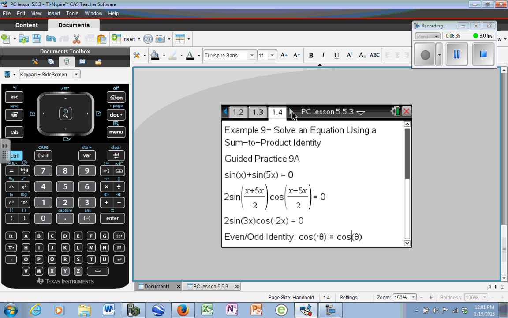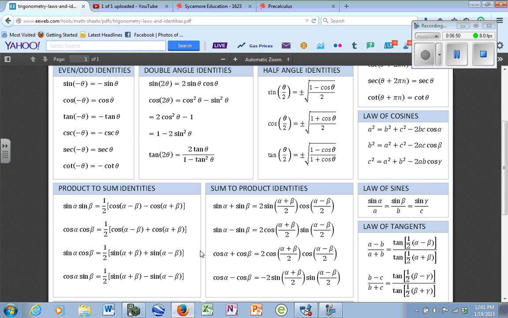One more example, example 9. Solving an equation using a sum to a product identity. Look, it's a sum. Something plus something else. So we go to our chart and we say sine plus sine. That's this one here at the top. Sine alpha plus sine beta equals 2 sine alpha plus beta over 2 times cosine alpha minus beta over 2.